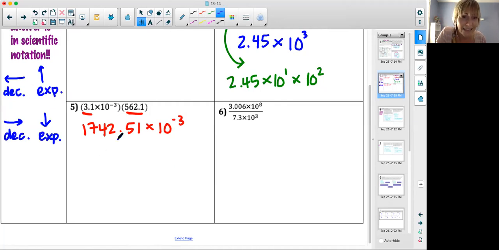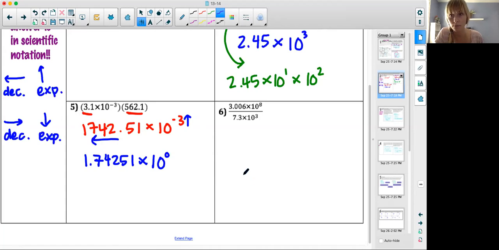So I need the decimal to move 3 places to the left so that I get 1.7, and I could round this if I wanted, but I'm just gonna write it all. If I move the decimal 3 to the left, the exponent goes 3 up. Think the number line. If you're at negative 3 and you go up 3, oh, you're at 0. That's fine. That is officially scientific notation.